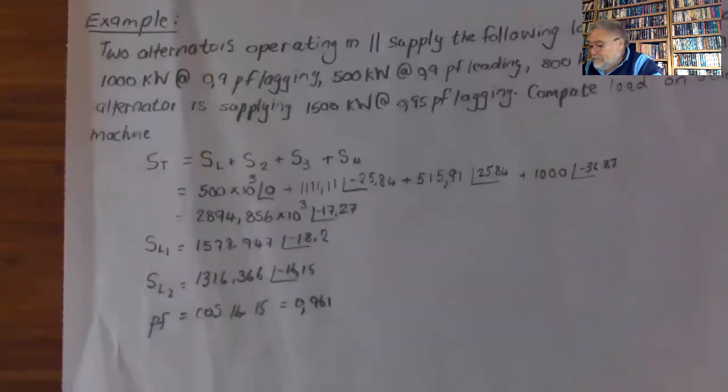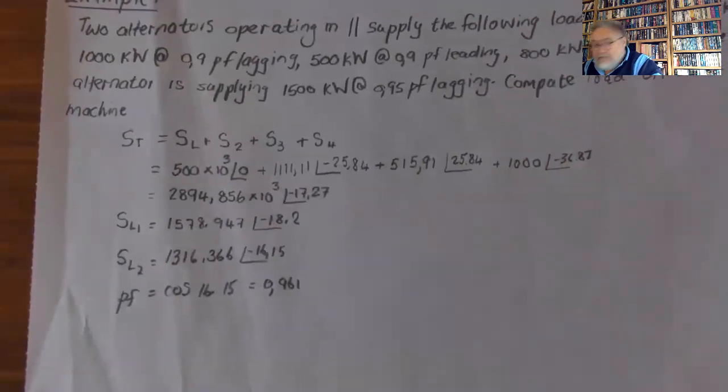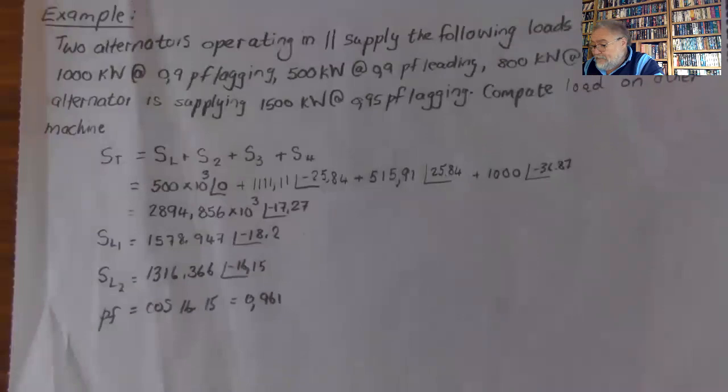The next example, basically the same. Two alternators operate in parallel to supply the following loads: a lighting load of 500 kilowatt and 1000 kilowatt at a 0.9 power factor lagging, and 500 kilowatt at 0.9 leading, and 800 kilowatt at 0.8 lagging. One alternator is supplying 1500 kilowatt at 0.95 lagging. Compute the load on the other machine.